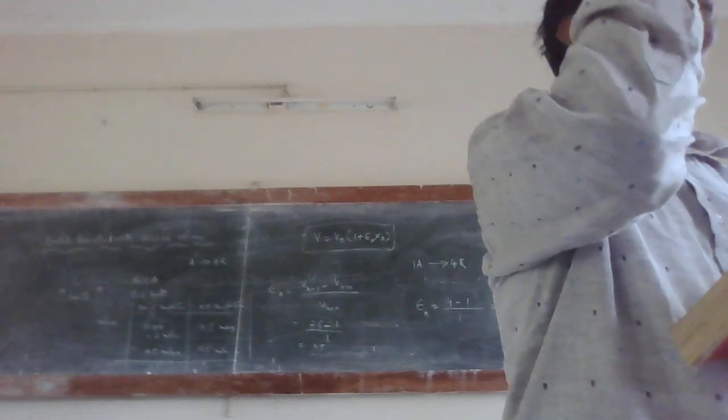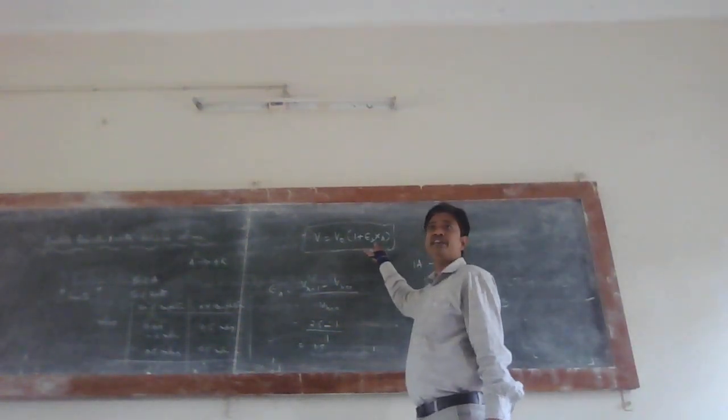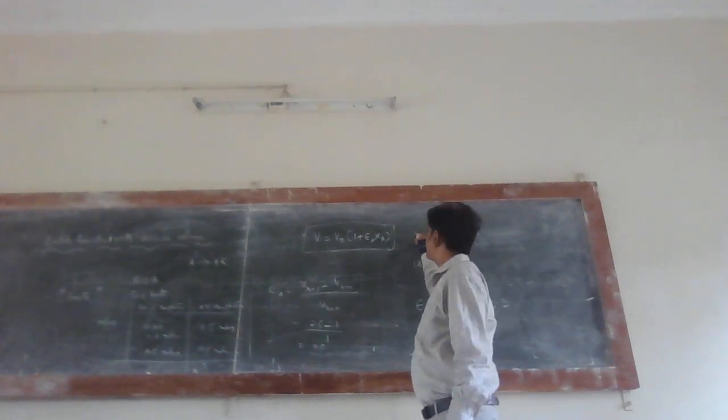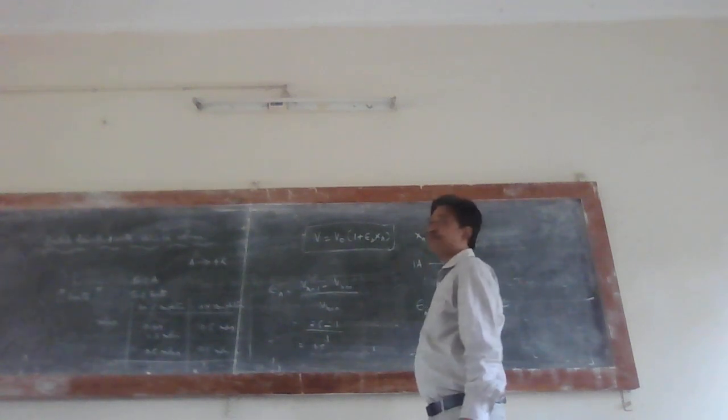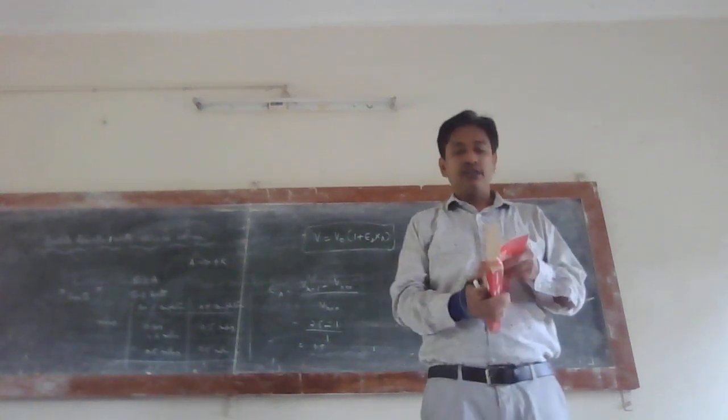For the variable volume case, your XA formula is (V minus V naught) by V naught into epsilon A. That will simply come from this equation, just a rearrangement of this equation. We get XA is equal to (V minus V naught) by V naught into epsilon A.